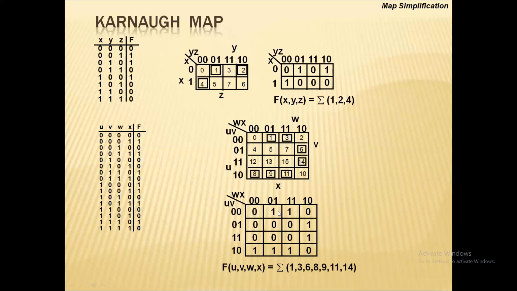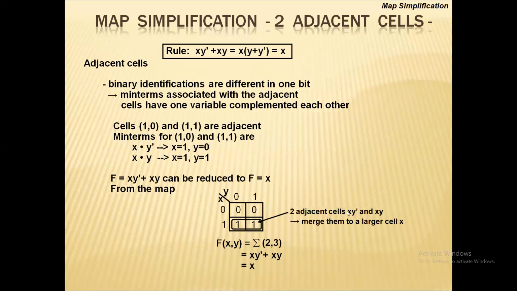Clearly you can see here 1 3. So the ones have to be put down in the corresponding valid cell, in the corresponding valid cell, and then we have to simplify. So what is the process of simplification, I want to explain.